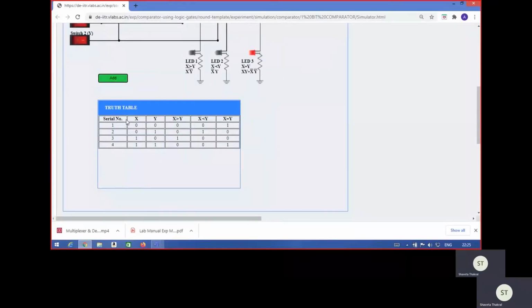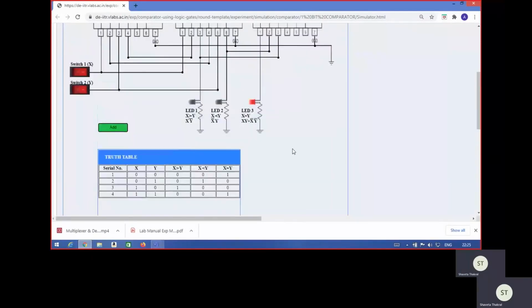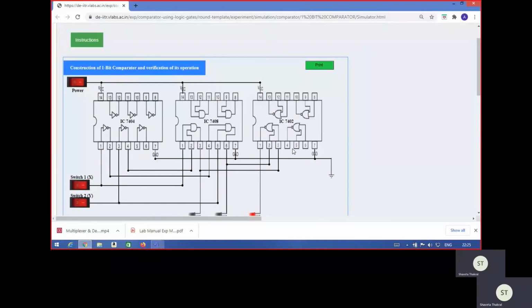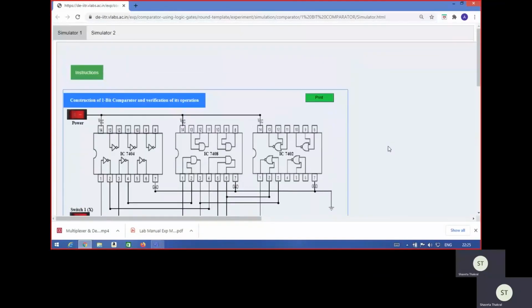So we have verified all the combinations in the truth table, because we have two inputs, so we can have 4 combinations of input, that is 0, 0, 0, 1, 1, 0 and 1, 1. If both the inputs are 0, 0, then x is equal to y. If x is 0, y is 1, that is the indication y is greater than x. And if x is 1 and y is 0, that is the indication x is greater than y. And if x and y both are 1, then again x is equal to y. So in this way, the truth table for the 1-bit comparator is verified. So we have completed this experiment.